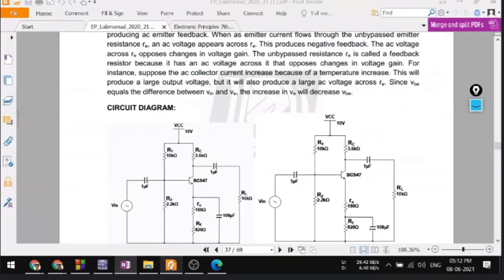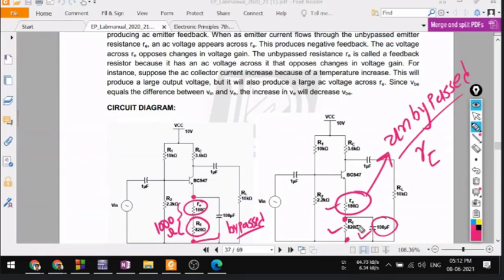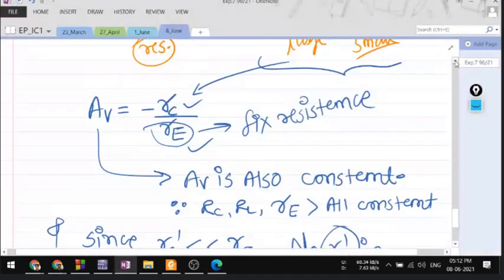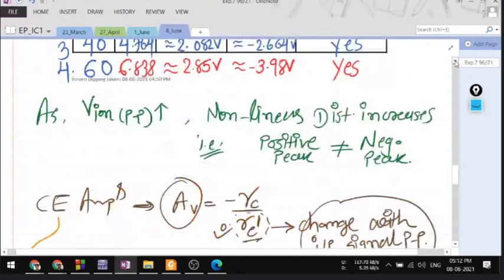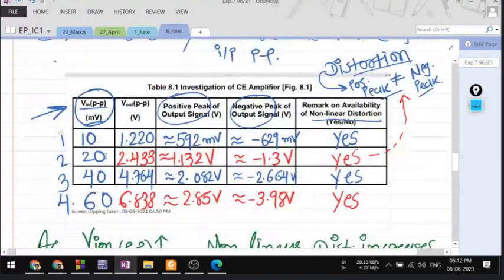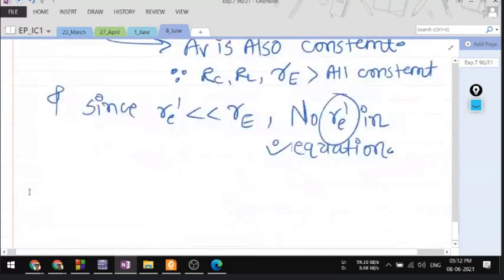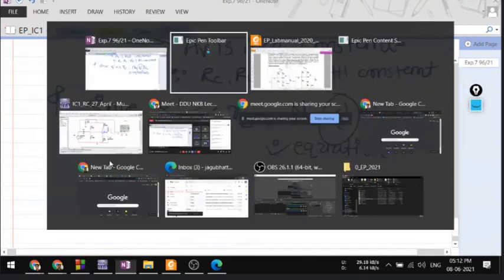Here 180 ohm is unbypassed, and the capacitor is connected across only 820. So let us do the same readings we have taken: 10 peak to peak, 20 peak to peak, 40 peak to peak, 60 peak to peak. The same readings we have to take, but with unbypassed resistance.